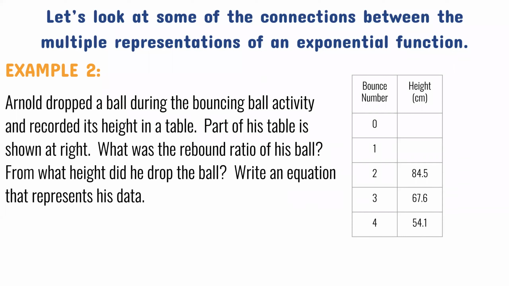Right there, it's asking for growth. Right there, it's asking for the multiplier. Okay. And then from what height did he drop the ball? What do you think he's asking for? He's asking for the initial value. He's asking for what is y, when x is 0. It's asking for this number right here.